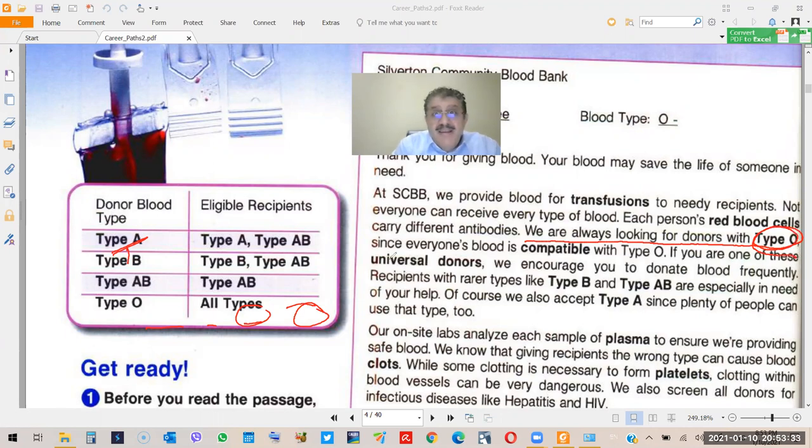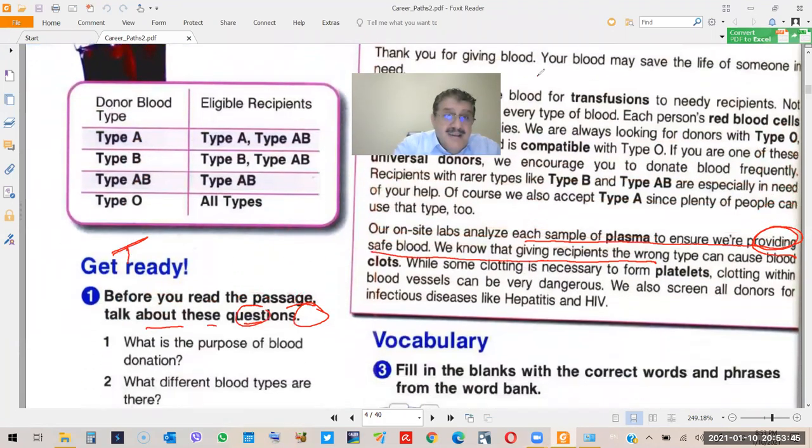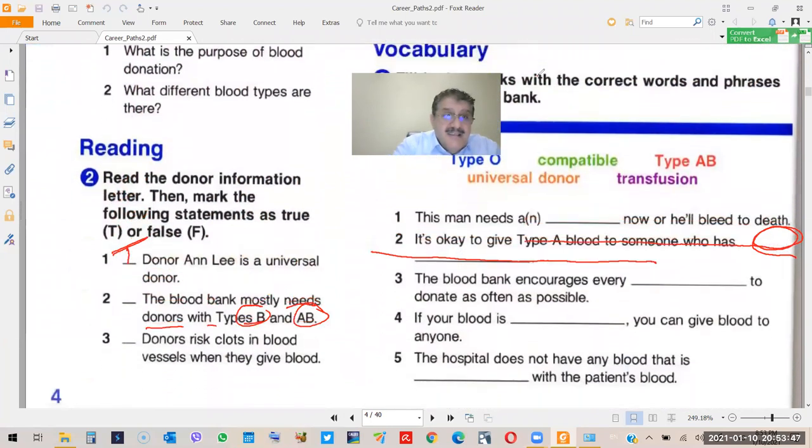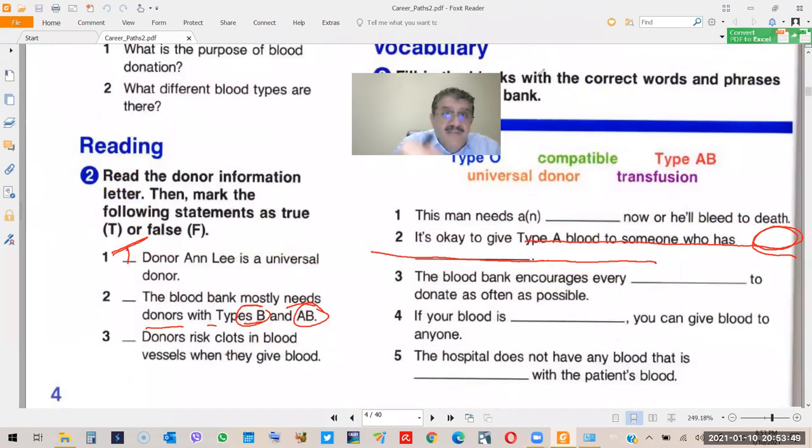Okay, why? Since everyone's blood is compatible with type O, they need type O. So the answer here, I think you guessed the answer now. It is, yes, it is, of course, false. So this is F. So it's not type O or B, no, it is the type O. O is the correct answer.